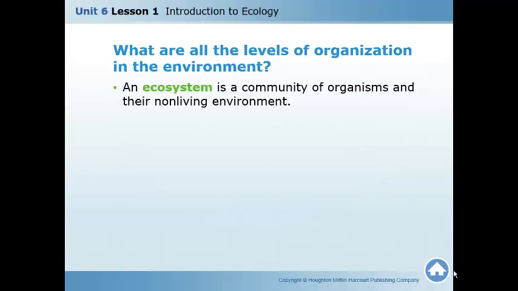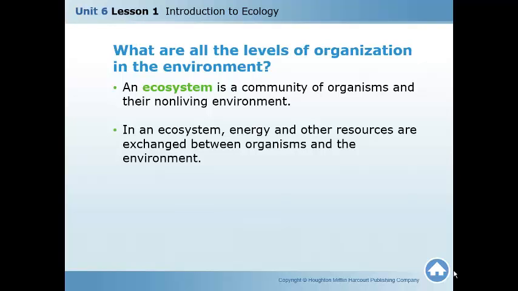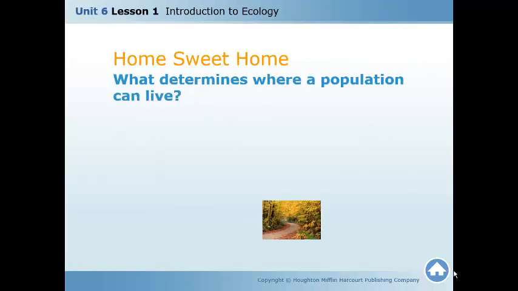Okay, and then your next level of organization in the environment is an ecosystem, and that is a community of organisms and their non-living environment. So we're saying all the living and non-living things in an environment are called an ecosystem. In an ecosystem, energy and other resources are exchanged between organisms and the environment. So they're passing energy, passing matter between one another. So that means some things are being eaten and some are doing the eating.